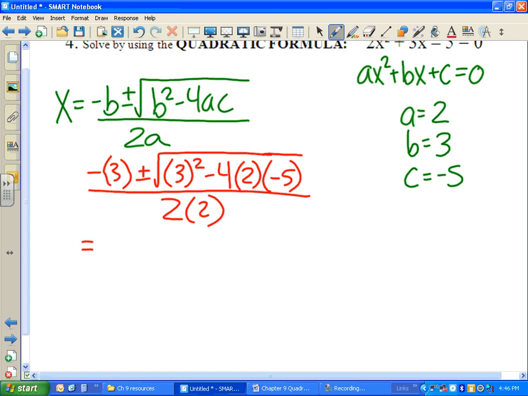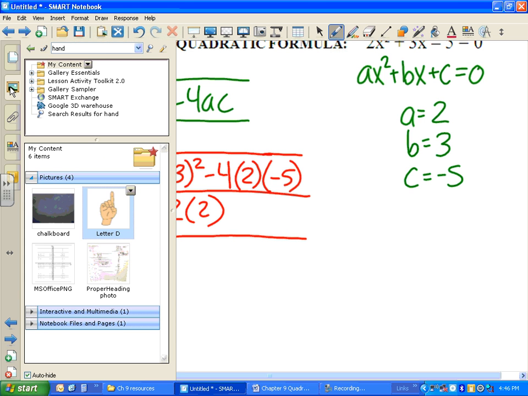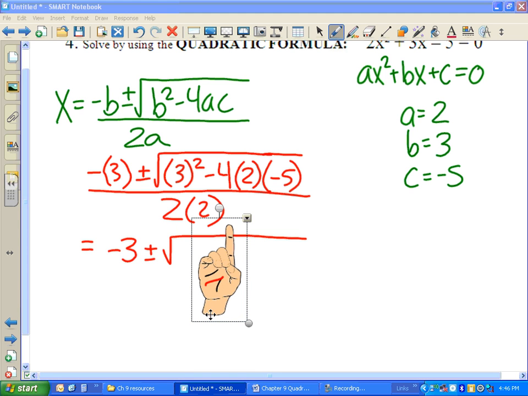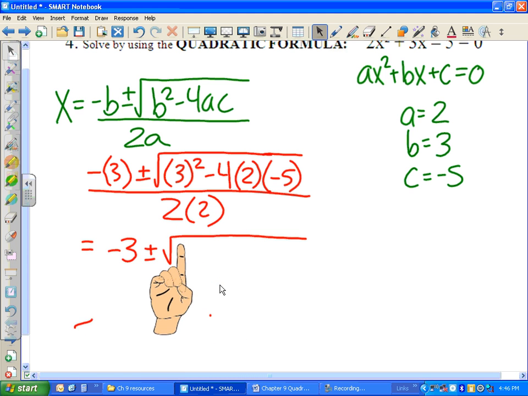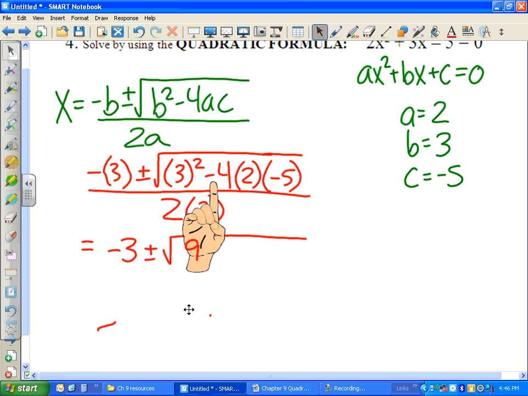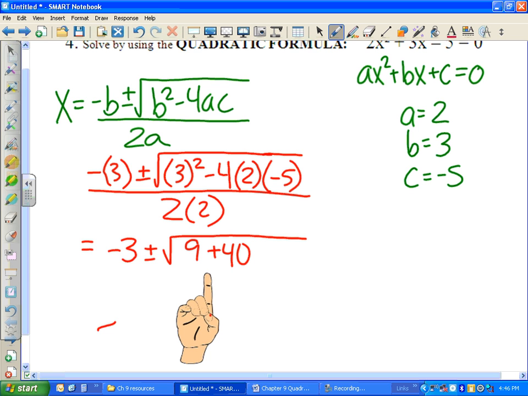Okay, I'm going to finish solving this. -3 plus or minus. Okay, let's see. I got 3 times 3. Let me take out my hand real quick, guys. Move this out of the way. Okay, actually, let me put the 9 here first. -4 times 2 is -8. -8 times -5. What's that? Positive 40. Okay, let's move on.